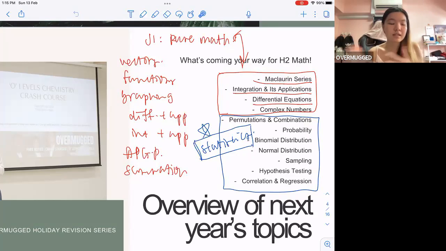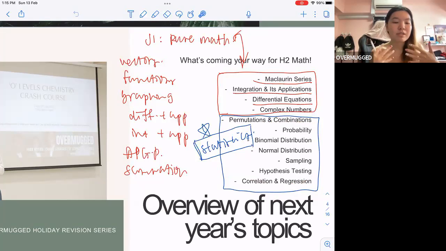This statistics part is like, in secondary school you will have learned probability. It's stuff like probability, permutations and combinations, binomial distribution, normal distribution, things maybe you have covered in secondary school as well. And then we have the remaining topics, like sampling, hypothesis testing, and correlation and regression. So you can see this is a lot of topics to cover in just 2 years, and they're not super easy topics.